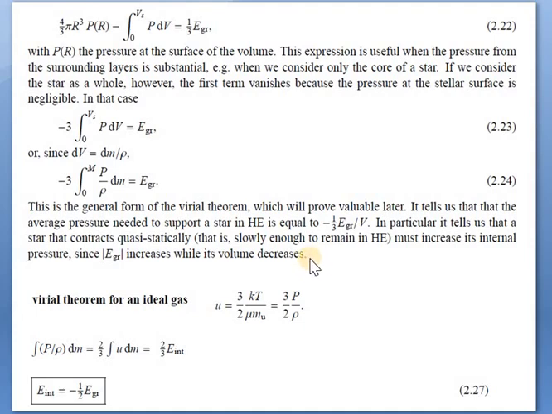Okay, what we will do now, we will see the effect of this Virial theorem for an ideal gas. Now we just found this relationship for an ideal gas, right? U is equal to 3 by 2 P by rho, and if we put this value over here and do the integration, then we get this value. That means internal energy is equal to minus half of gravitational energy.